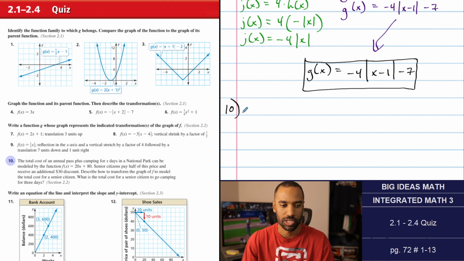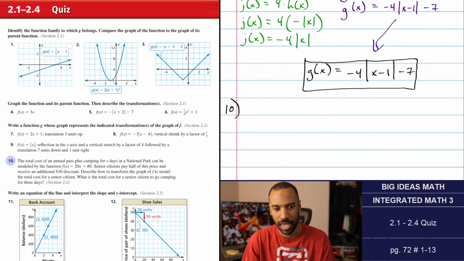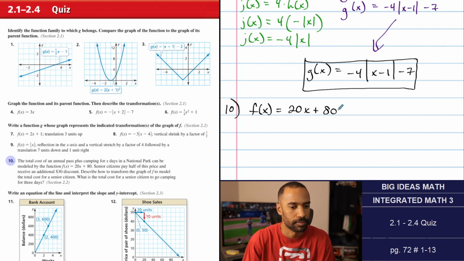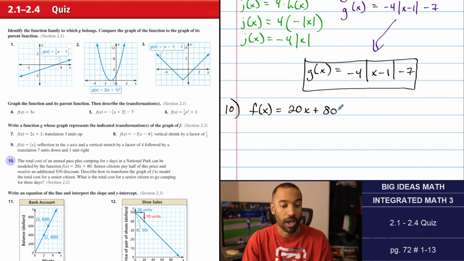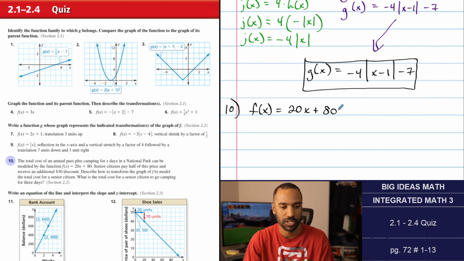Okay, let's go to number 10. It's still within the same section, but I think it's a different kind of question. Let's see. The total cost of an annual pass plus camping for x days in a national park can be modeled by the function f of x equals 20x plus 80. Noted. Senior citizens pay half this price. Oh, it is still some of the function transformations. Senior citizens pay half this price and receive an additional $30 discount. Describe how to transform the graph of f to model the total cost for a senior citizen. What is the total cost for a senior citizen to go camping for 3 days?